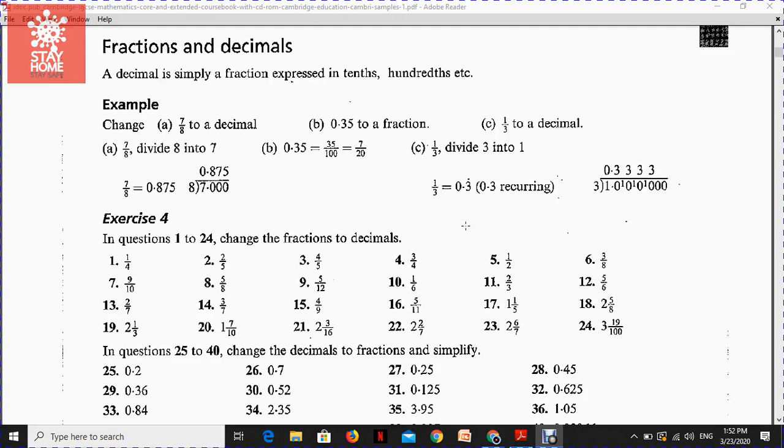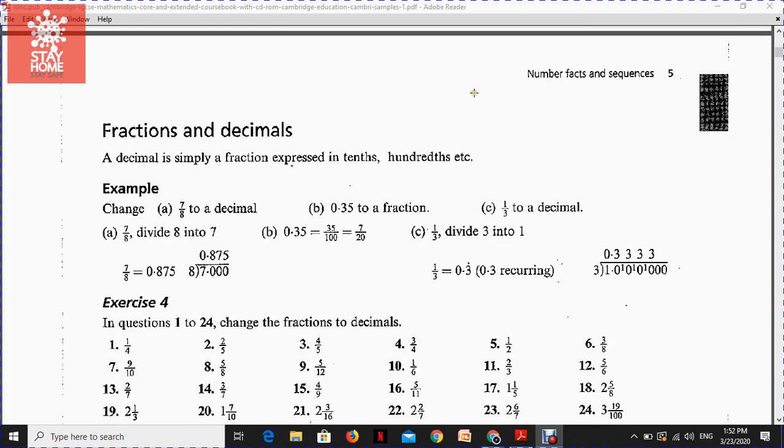Bismillahirrahmanirrahim. Today, the 23rd March 2020, myself Rafaqat Ali. We are going to discuss fractions and the decimal, the next topic. This topic is on page number 5. You can see number facts and the sequence, page number 5.